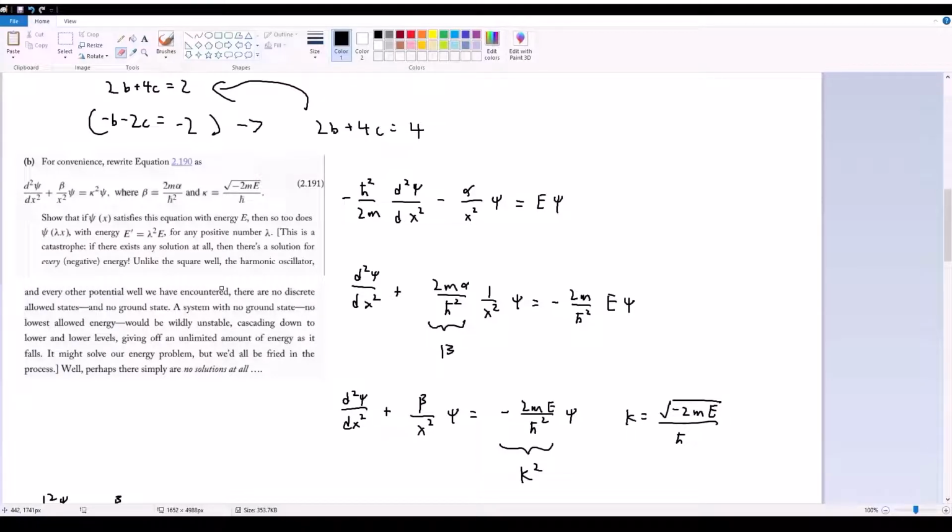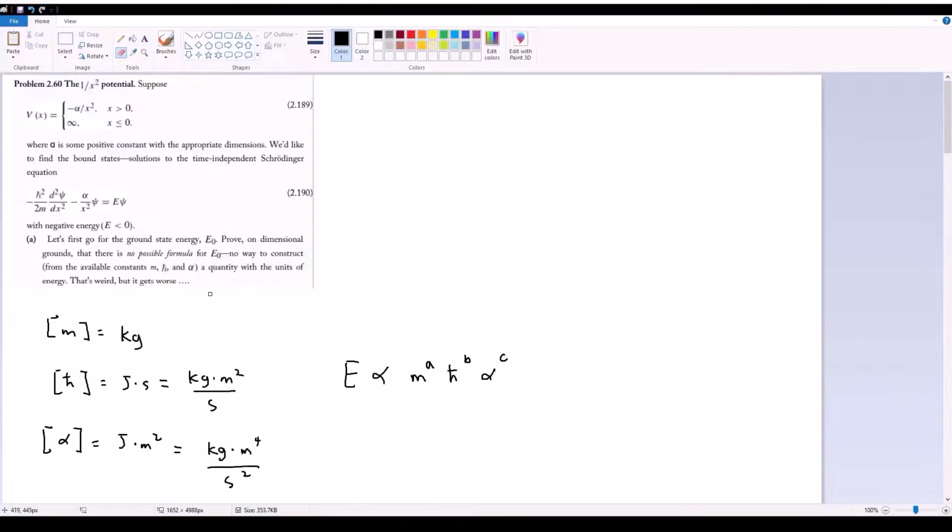So what we've done in part A and part B is effectively we've introduced two very big problems with this potential. In part A, what we found was that there isn't actually any possible way to construct a valid energy with the possible dimensional units of joules from the constants that we have so far. So that's a problem, because what that implies is that there isn't any valid energies for this state.